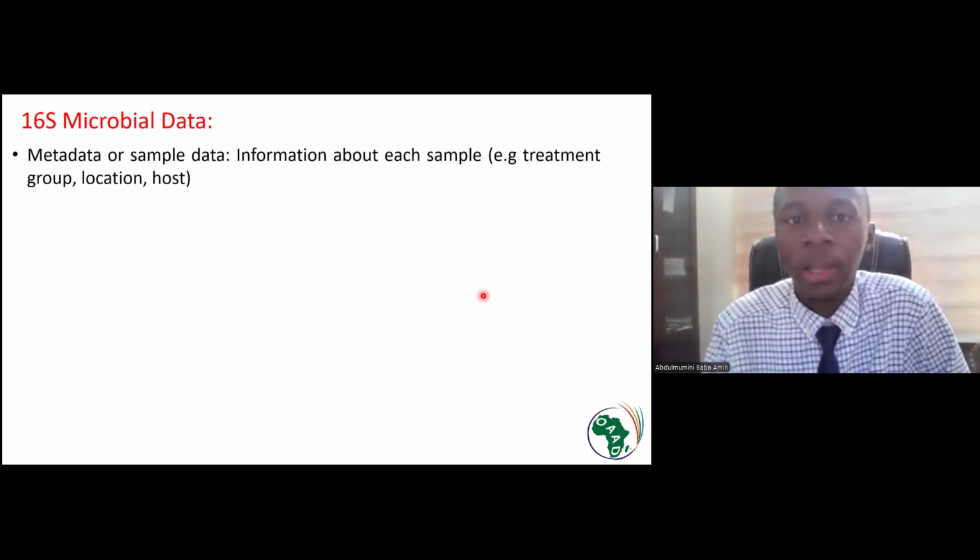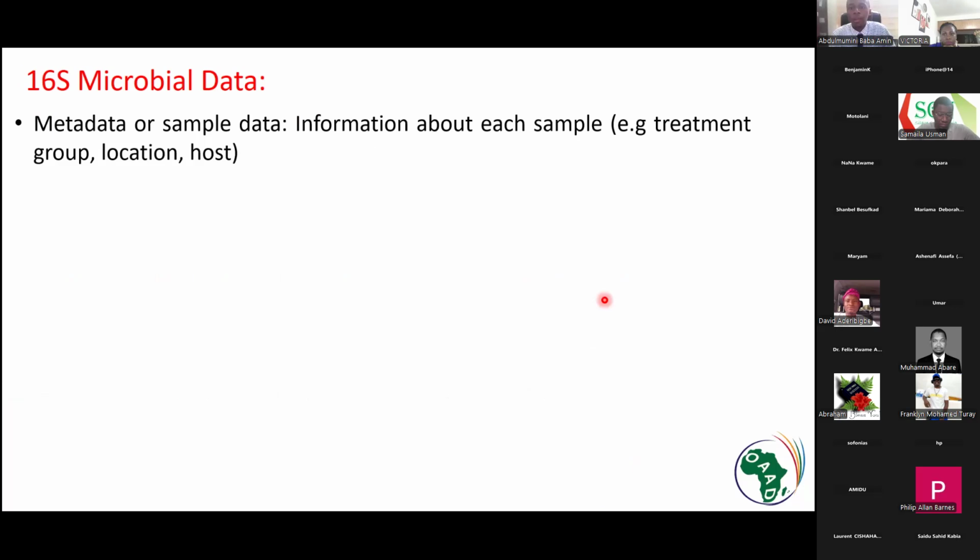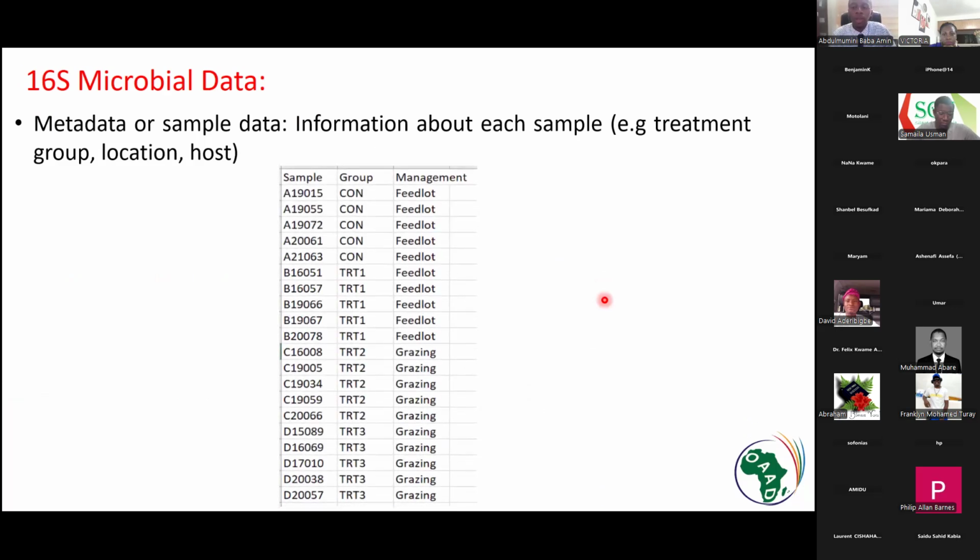Then there is metadata, or sample data. This gives information about each sample. This is how it looks. This is your information about your sample, such as the environment, if the samples are collected from different environments. In this particular example, the samples are from different groups of animals: the control, treatment 1, treatment 2, treatment 3. This is the sample number, and these ones are the management system. From two different management systems, you can have different environments and other things, so that you can analyze based on the particular factor you want to consider.